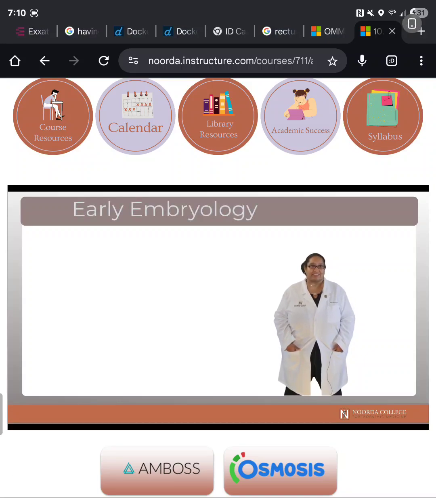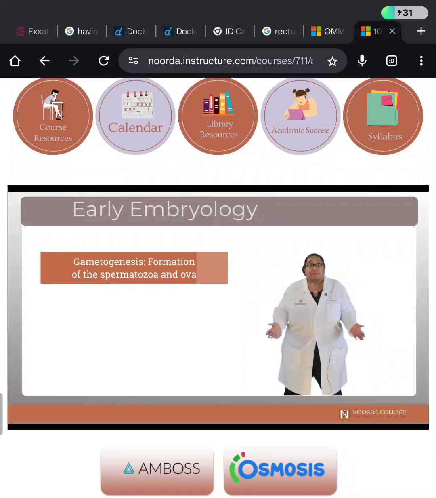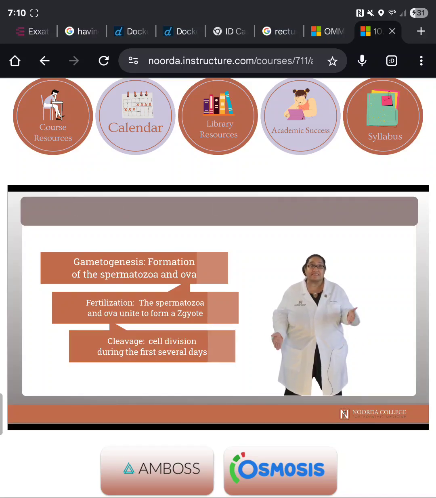By early embryology, I mean that we will discuss what happens in the first 4 weeks of the life of an embryo. And this involves gametogenesis, the formation of the spermatozoa and the oocytes in the first place, fertilization, the joining of the sperm and the ovum to form the zygote, cleavage, the process of cell division during the first several days, followed by implantation of the embryo into the wall of the uterus.